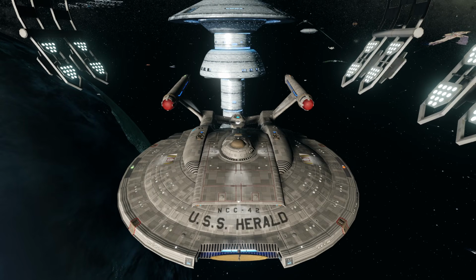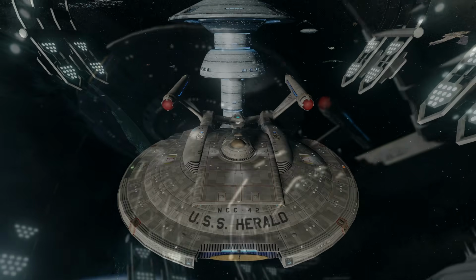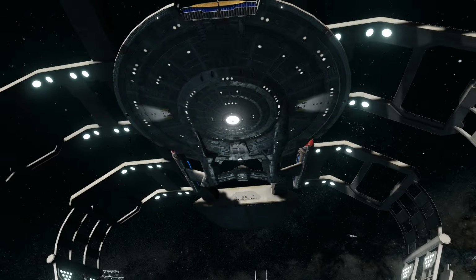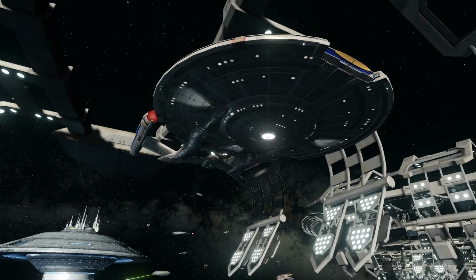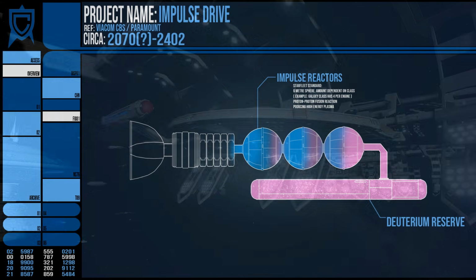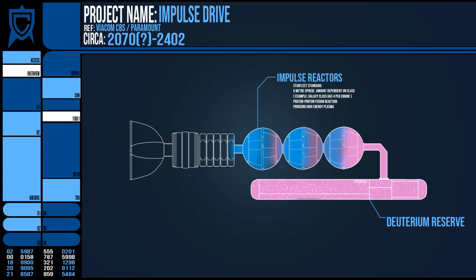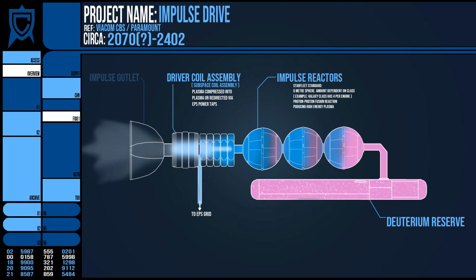In Trek lore, Earth developed impulse drive sometime after the initial warp flight in 2063 in the late 21st century. The fusion reactors are fueled by deuterium and converted into helium plasma. This is then fed through subspace field coils, also known as the driver coils, which act to compress and accelerate the plasma stream into a jet that is channeled through the exhaust.